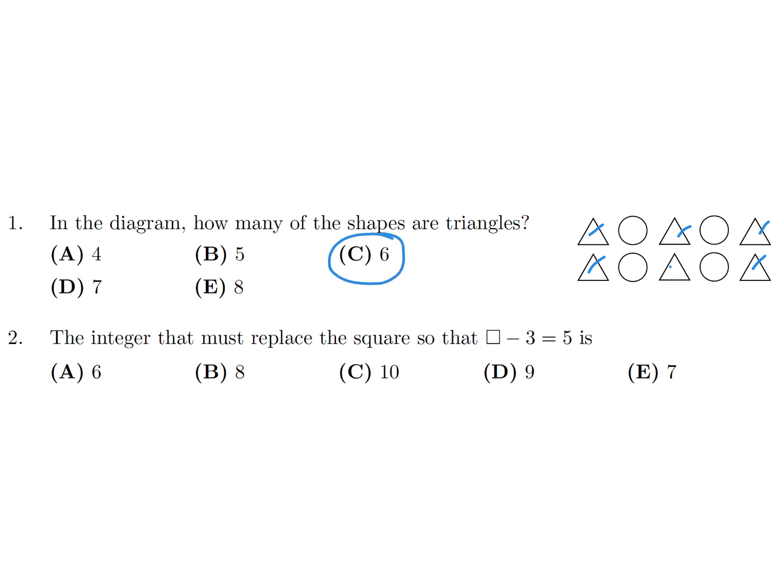The integer that must replace the square so that square minus 3 is 5 is, so we have square minus 3 is 5, so square would be 5 plus 3, and that is 8. So therefore, that would be B.